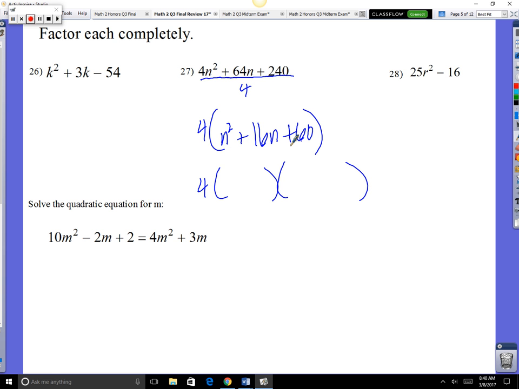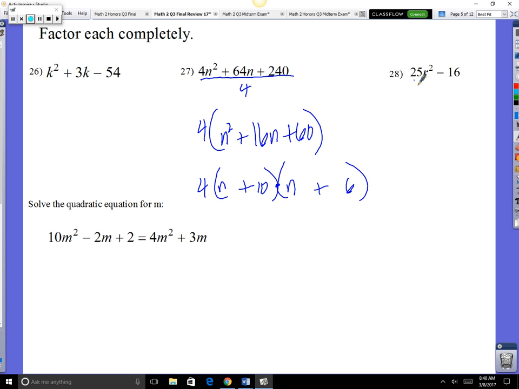Let's turn this into 2 factors. So it's going to be n, well, it's going to times and give you 60, but add and give you 16. And that is a 10 and a 6.